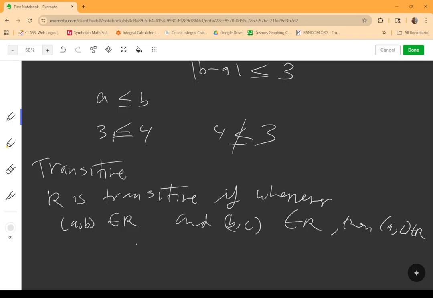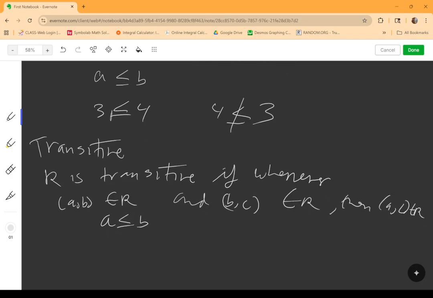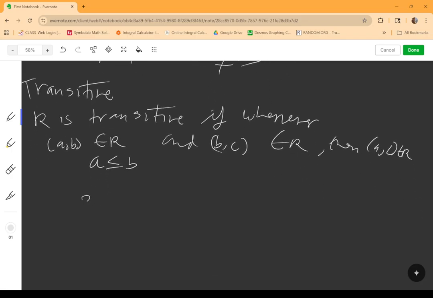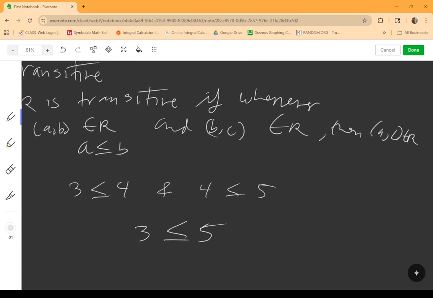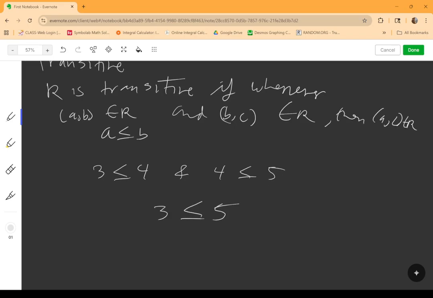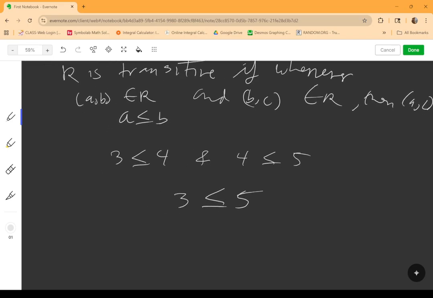So for examples, we can do a less than or equal to b. Here, if 3 is less than or equal to 4 and 4 is less than or equal to 5, then transitive allows me to say 3 is less than or equal to 5, which is true. So those are some examples of properties of relations.